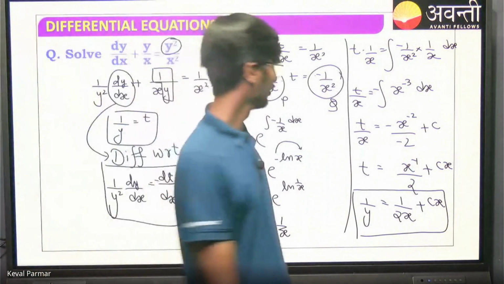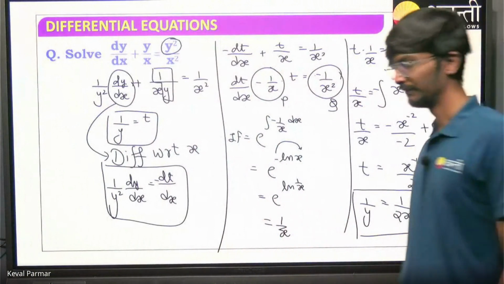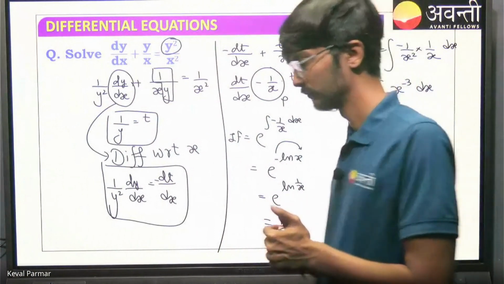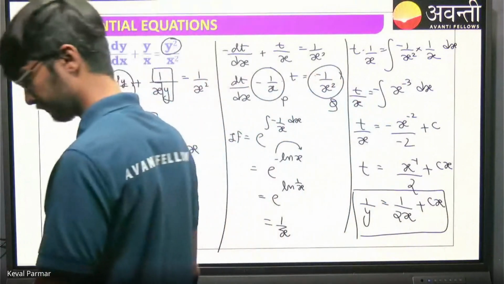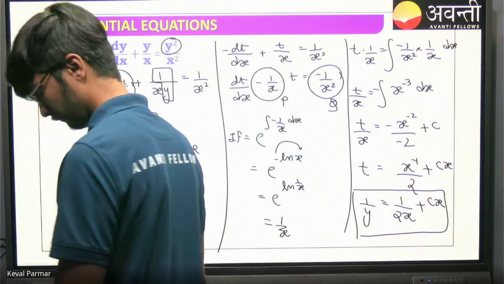These are Bernoulli's equations. They are very simple to identify. We can easily do it. If it's clear, we'll move on to the next question. Chalo. All good? Yes or no?